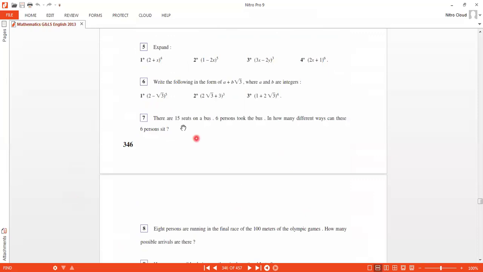Okay, there are 15 seats on a bus. 6 persons took the bus. How many different ways can these 6 persons sit? Of course, a person cannot sit in 2 different seats. So this is not n to the power p because there is no option for repetition. So this is A 6 15, okay.